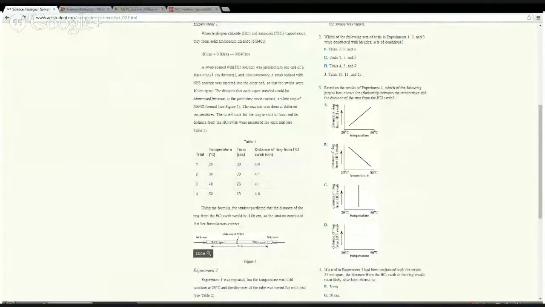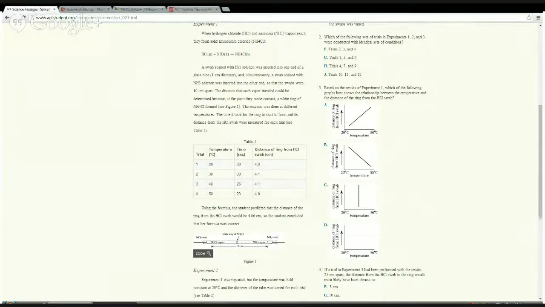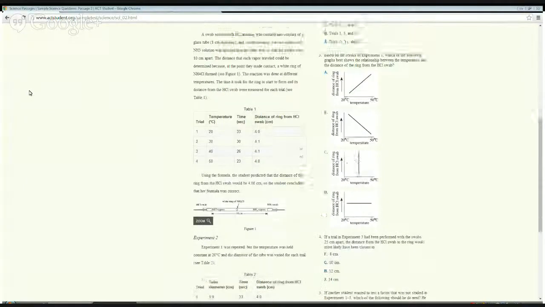We can see as the temperature goes up, the distance kind of stays the same. It hovers right around 4 centimeters: 4, 4.1, 4.1, 4. So even as the temperature goes up, the distance doesn't really change. So for 3, the answer is going to be D. Remember we talked about how a flat line really shows no relationship. So no matter what the temperature is doing, the distance stays the same. And that's what D is showing us, that graph.